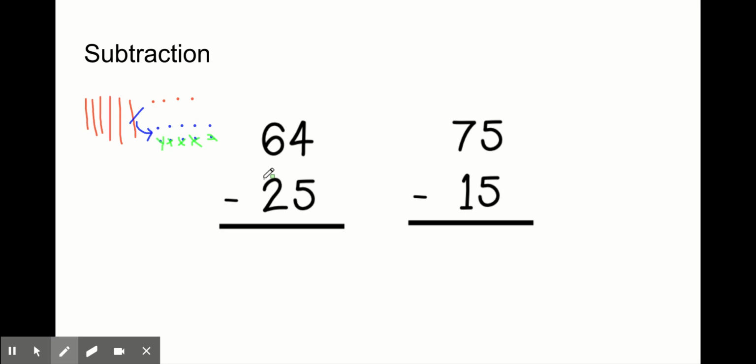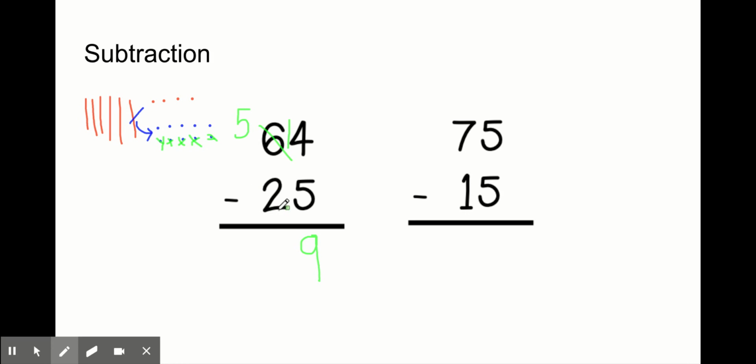How many ones are left? 1, 2, 3, 4, 5, 6, 7, 8, 9. 9 ones are left. Because I took from the 6 and made this 4 into 14. Now, instead of 6 tens, how many do I have? 1, 2, 3, 4, 5. 5 tens.